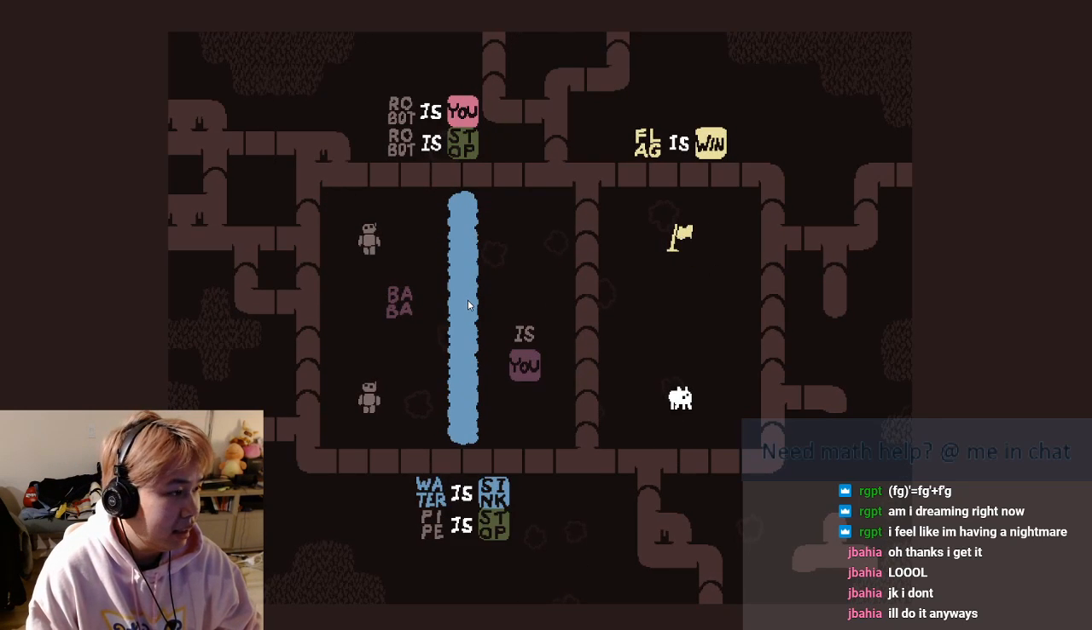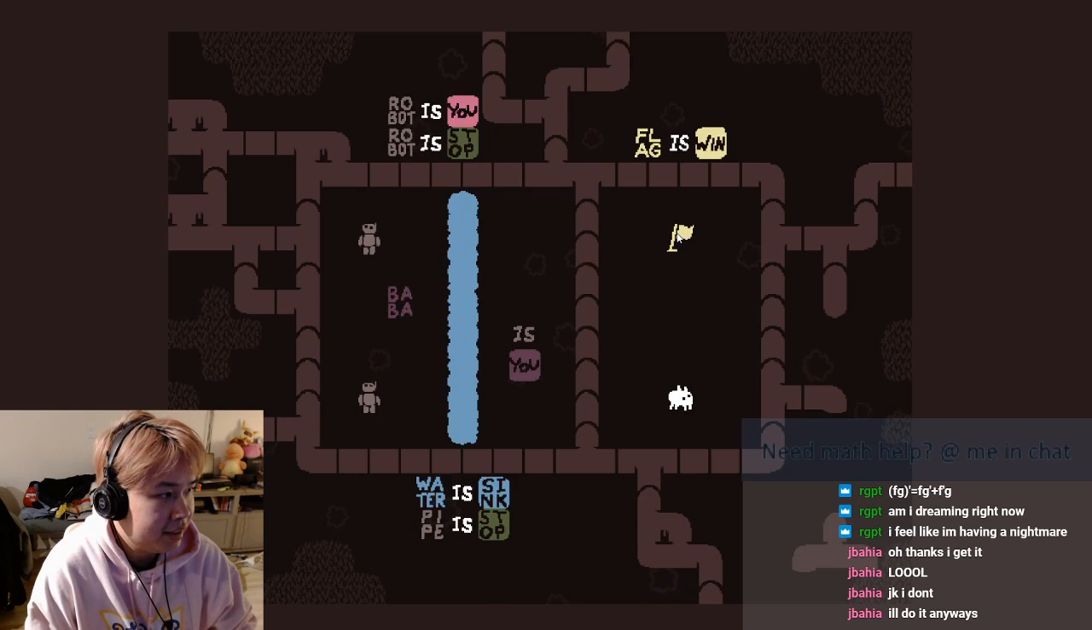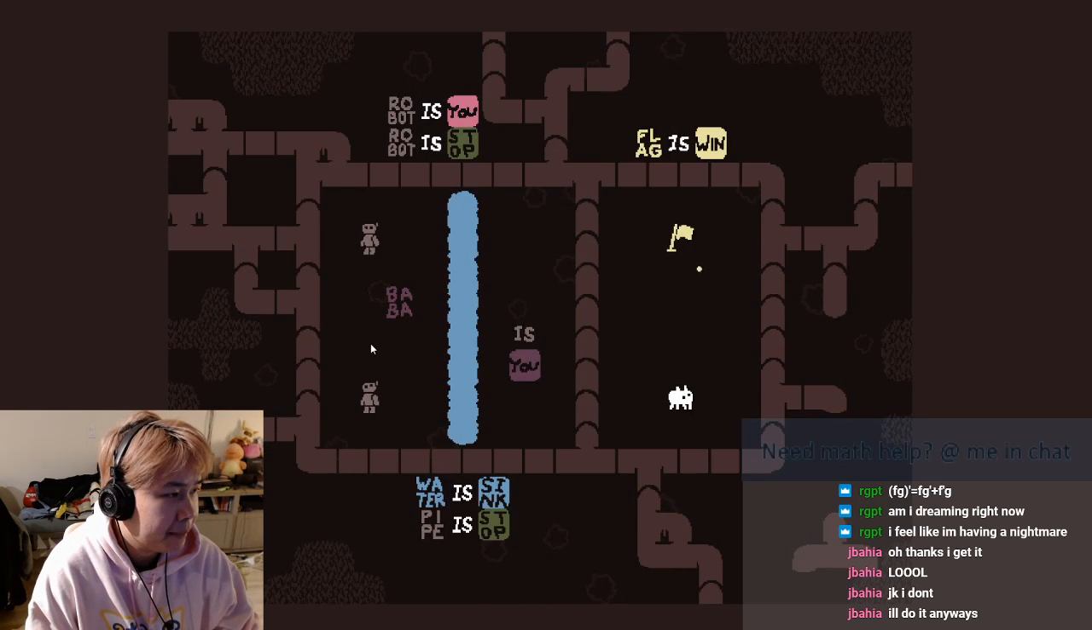So let's see. I need to probably sacrifice one of my robots so that I can walk through and create the sentence Baba is you, and then I can make Baba touch the flag. But the issue is there's nothing to stagger them in this stage the way it is.